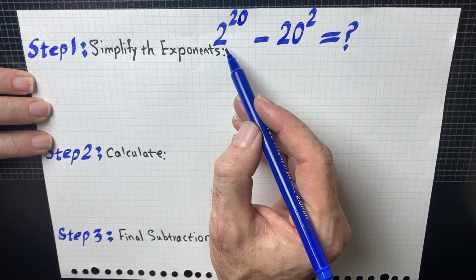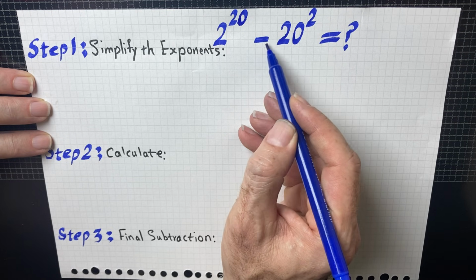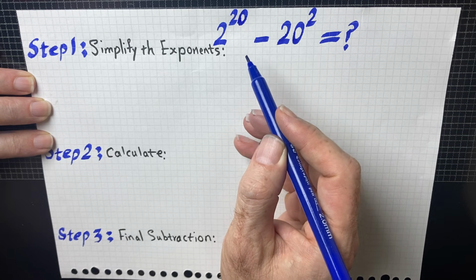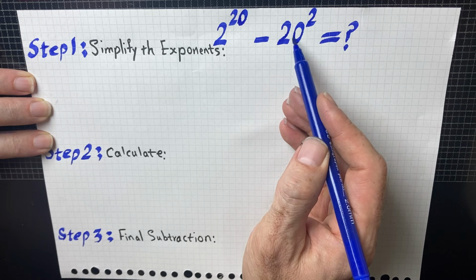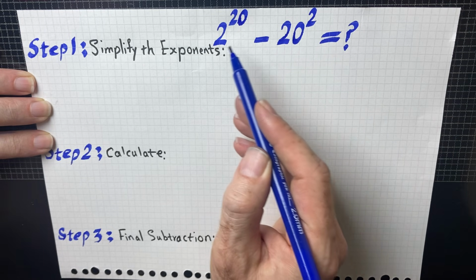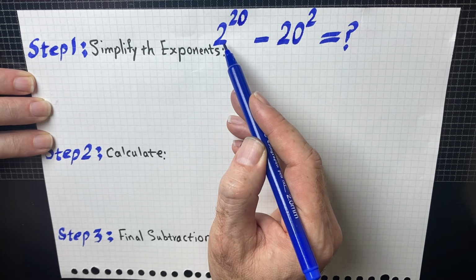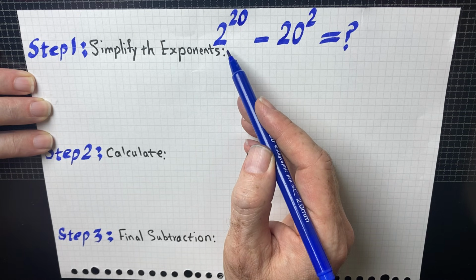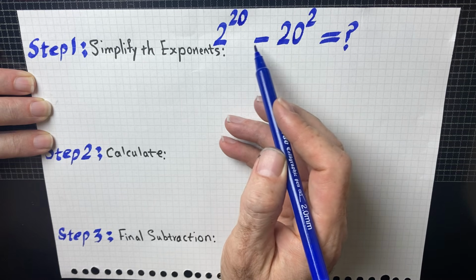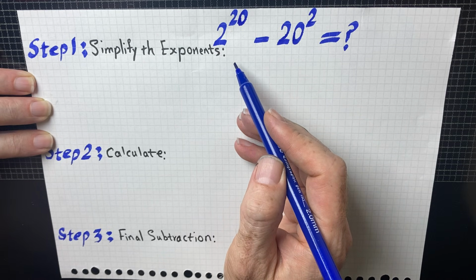Alright, in this video I'm going to show you a step-by-step approach of solving this question. The problem asks us to find the value of 2 raised to the power of 20 minus 20 raised to the power of 2. This calculation involves a large number, so what should we do? We need a clever way to simplify this. So go ahead and get started.